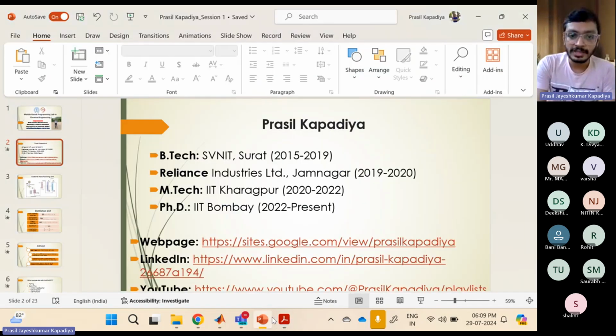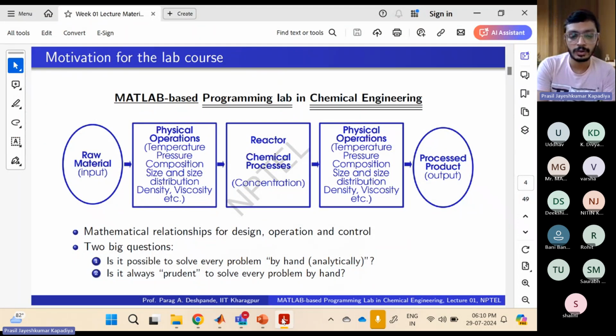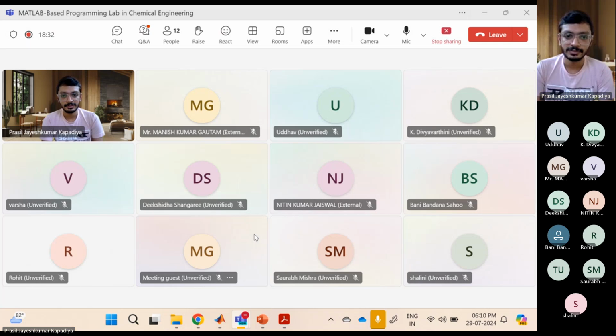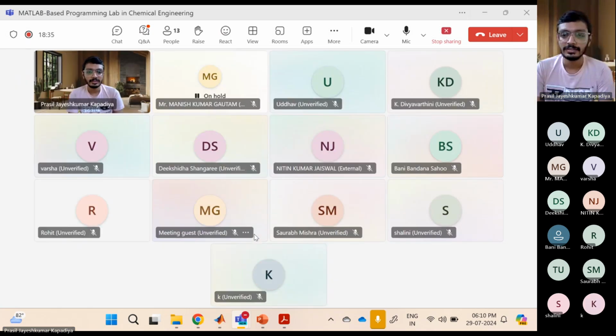Can anyone give me one example of a plant that follows this kind of process, from your chemical technology course? You have learned so many chemical engineering processes in your chemical technology course, so can anyone tell me one example of a plant, one manufacturing product example?